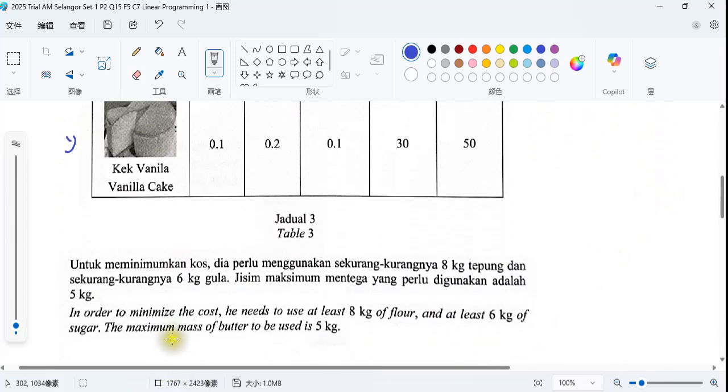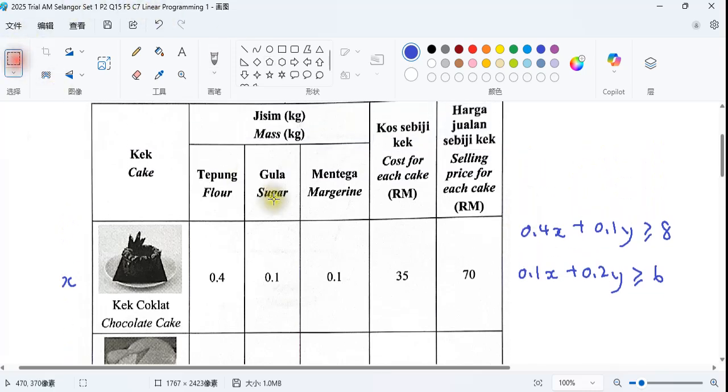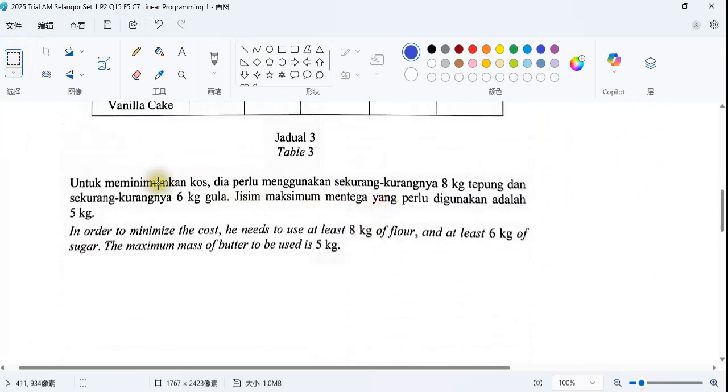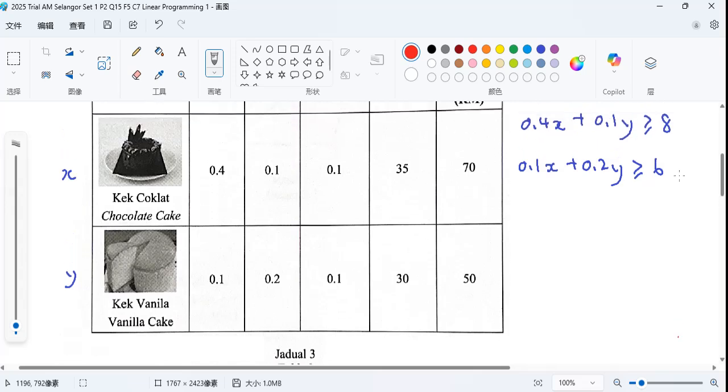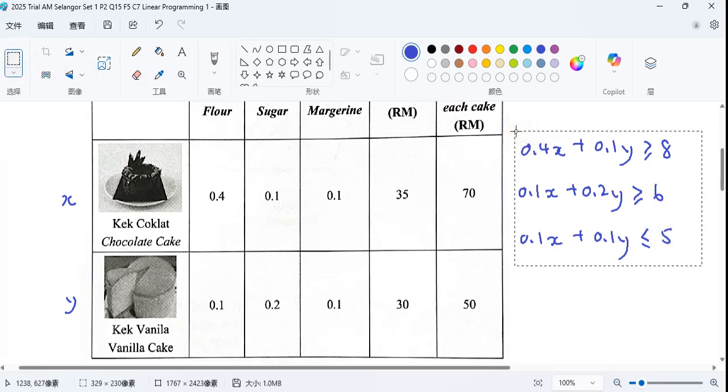And then maximum butter 5. So not butter, it's margarine. So this one is the mass of margarine here. Okay, so it's 5 maximum. So we have 0.1x plus 0.1y less than or equal to 5.